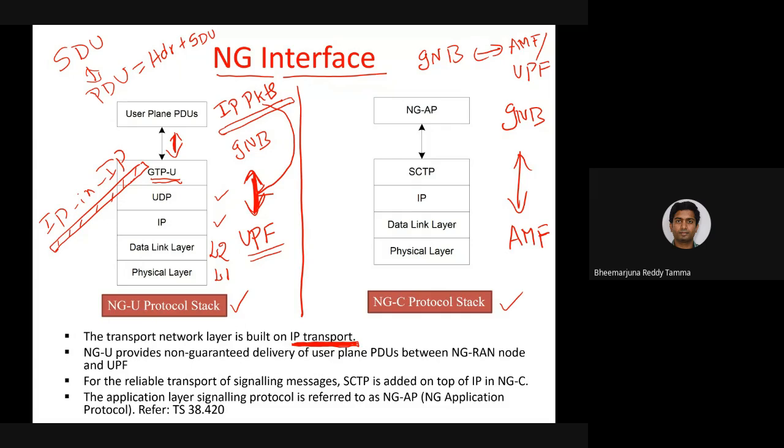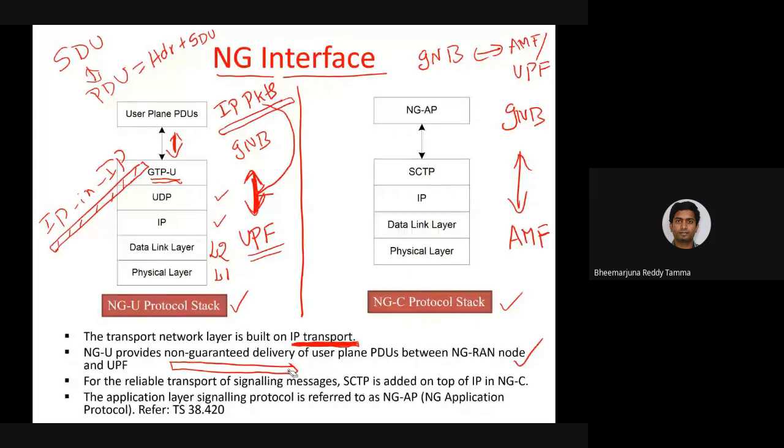So again, try to understand why I'm using the words non-guaranteed delivery of the user plane. Can somebody guess why I'm saying NG-U is providing non-guaranteed delivery? It's UDP.